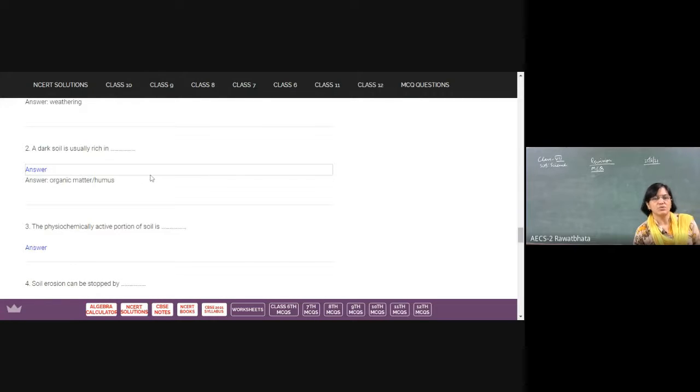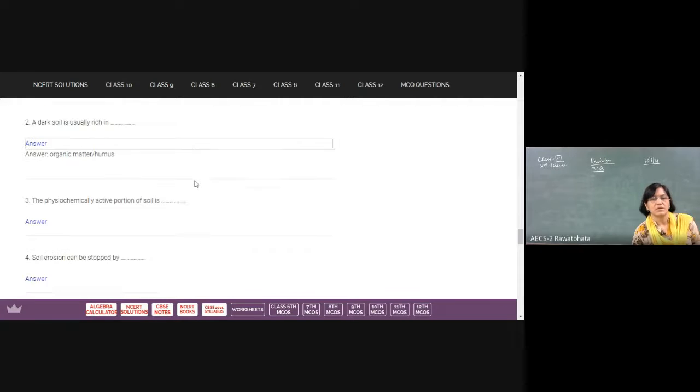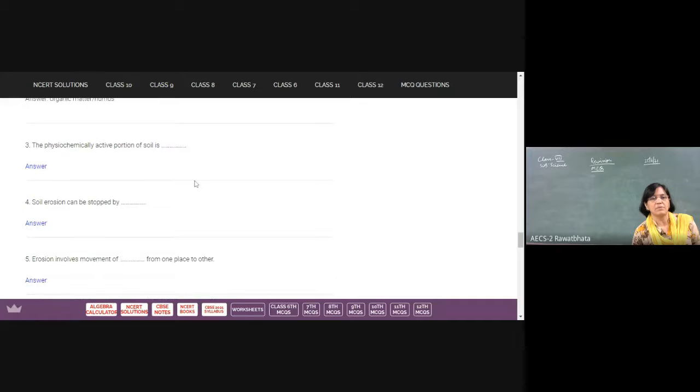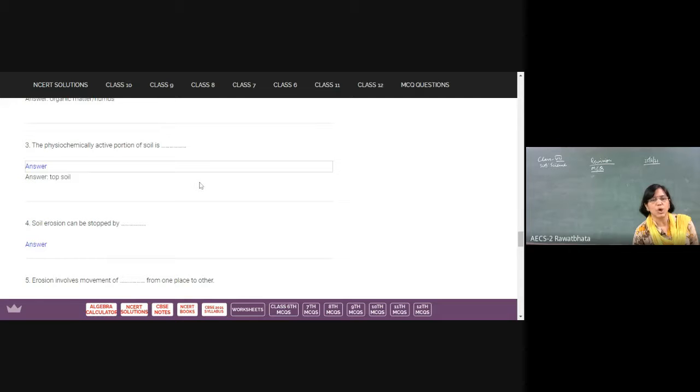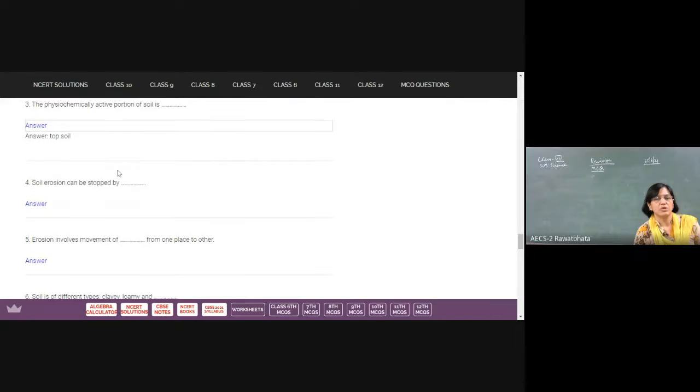A dark soil is usually rich in organic matter and humus. Ma'am, you must try to attempt this. The physiochemically active portion of soil is, you may not be able to answer this, so I am displaying its answer. The active portion, of course, is the topsoil. What is the meaning of this term? Physiochemically, because all the fertilizers and manure are present in this only. So this very active portion, that is the topsoil.